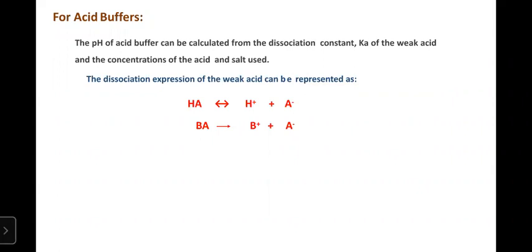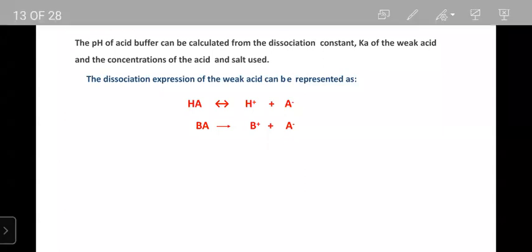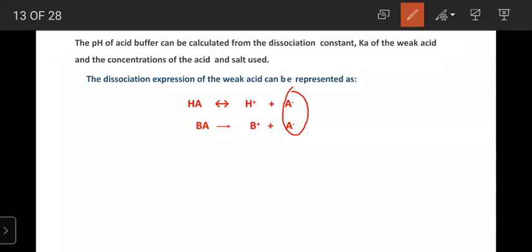Which ions are present in excess quantity? Just look at the common thing here in both: A minus, A minus. What is that? One word we have to use: anion, conjugate base. One effect is there actually, the common ion effect. Exactly. Here, look at this common ion effect, A minus and A minus, right?